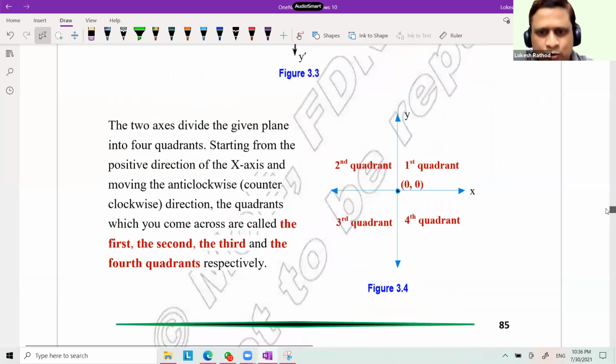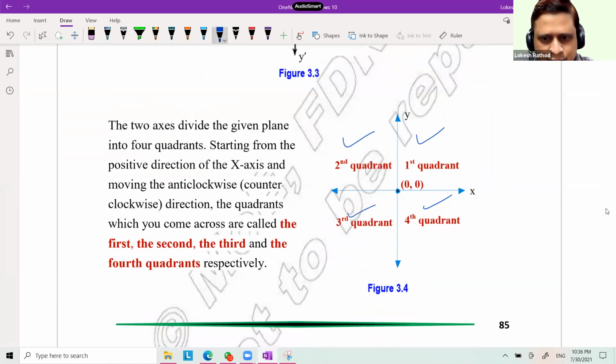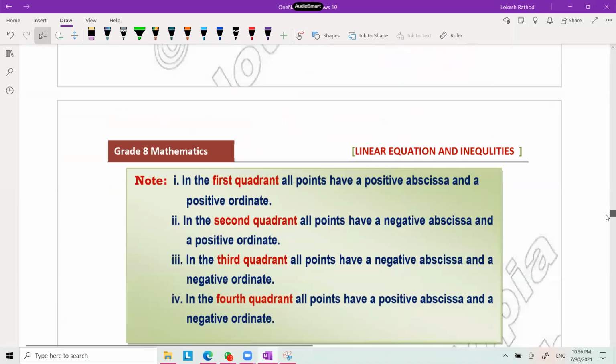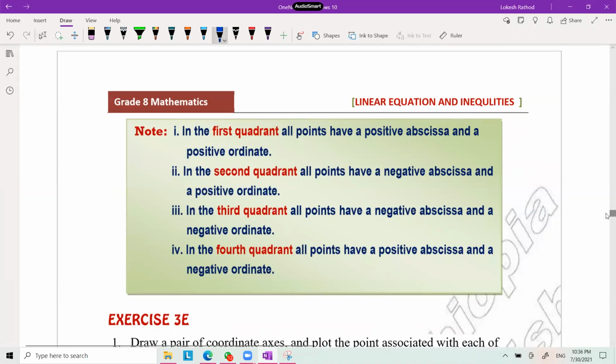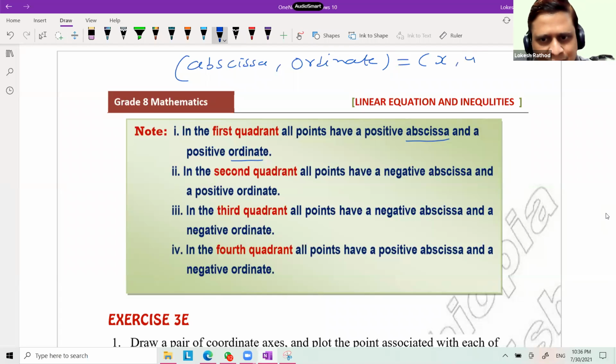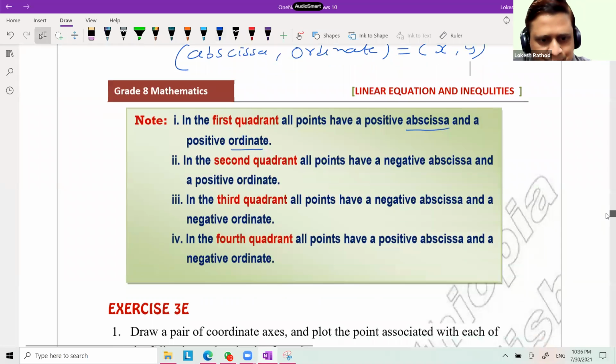They have mentioned here the quadrants: first, second, third, and fourth quadrant. This thing we have already discussed. In the first quadrant, all the points have positive abscissa. What is abscissa? Abscissa is the x coordinate, and what is ordinate? Ordinate is the y coordinate. So it is abscissa comma ordinate, the x coordinate and y coordinate. So there's another name for the x coordinate and y coordinate.